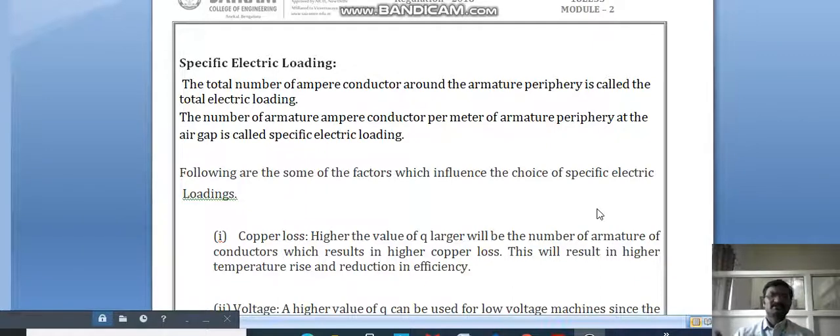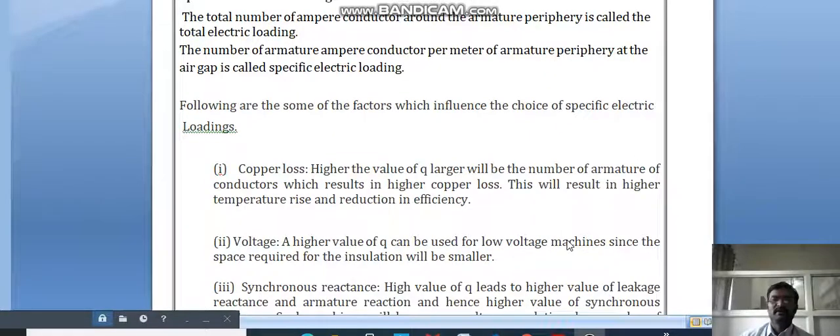This also has some advantages as well as disadvantages. In which way do we have to choose the specific electric loading? Let's see copper loss. The higher the value of q, the larger will be the number of armature conductors, which results in higher copper loss. This will result in higher temperature rise and reduction in efficiency. Ampere conductors per meter is nothing but specific electric loading, so per meter, if you apply more current, more heat will be generated.